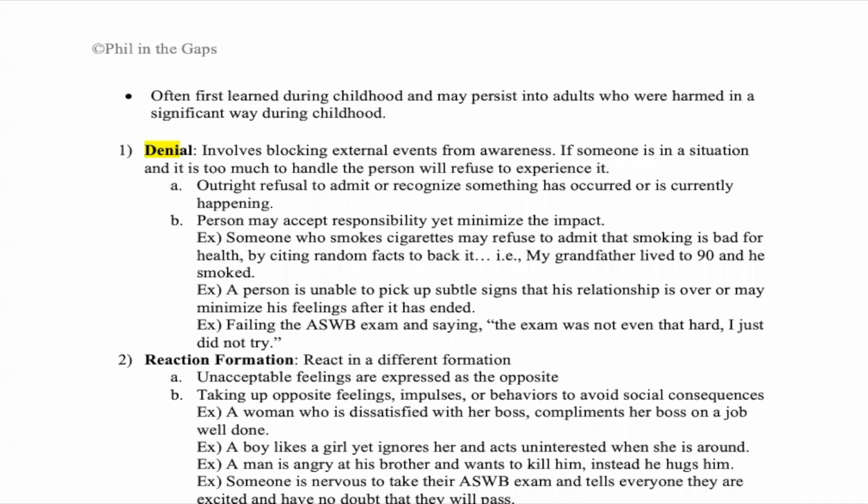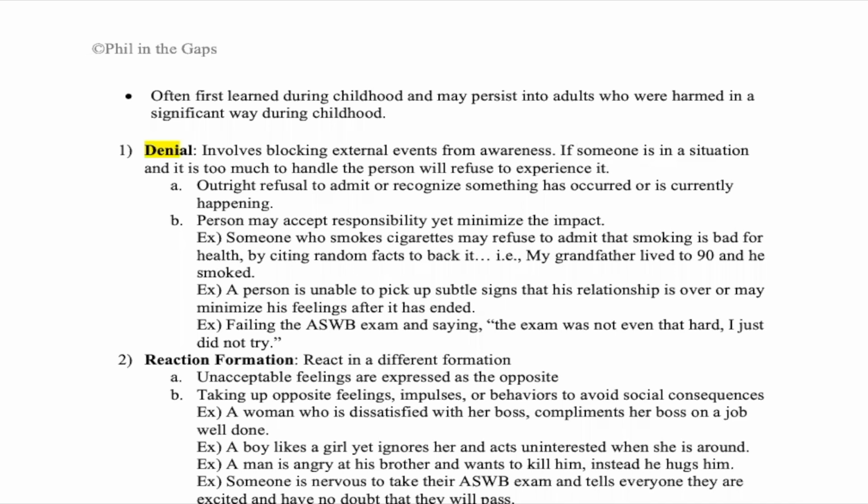Another example, a person is unable to pick up on subtle signs that his relationship is over or may minimize his feelings after it has ended. Somebody's like, man, I think that Becca no longer wants to be with me. Oh no, she totally wants to be with me. Or somebody's like, hey, our relationship is over, and they're like, all right, I'll be over later. I'll bring some food. Hopefully you're hungry. Completely denying the fact that the relationship is over.